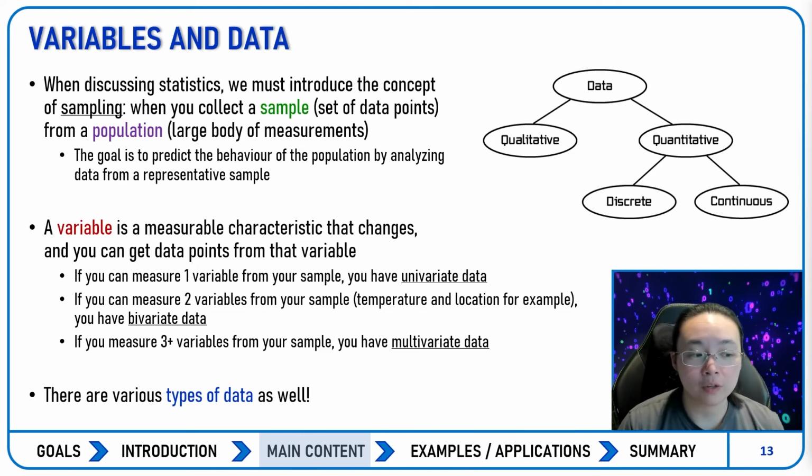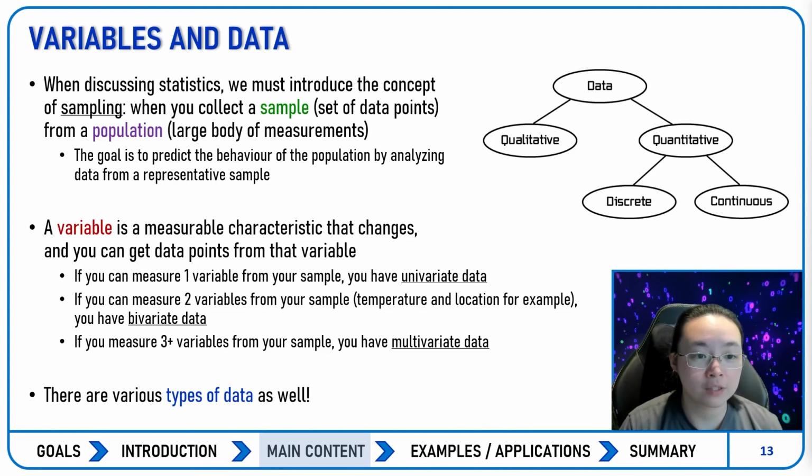If you can measure two variables from your sample, for example, if you're able to measure the temperature and location for one experimental unit, then you have bivariate data. If you can measure 3 or more variables from your sample, then you have multivariate data. And depending on whether you have univariate, bivariate, or multivariate data, we can present those results in various different ways, graphically and numerically. So those are things that we'll go through in the next few chapters.